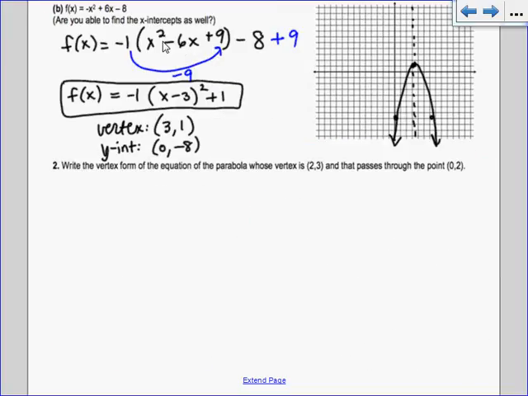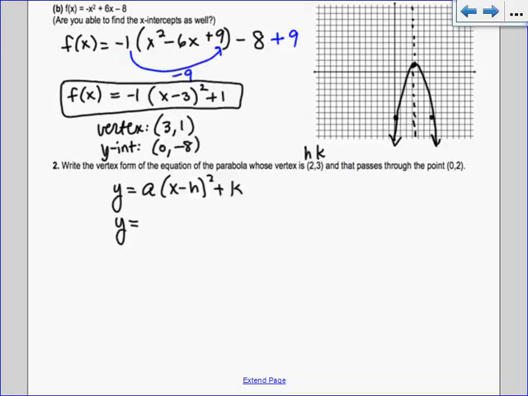All right, so number 2, it says write the vertex form of the equation of the parabola whose vertex is at 2, 3 and passes through the point 0, 2. So let's start out with our vertex form, y equals a times x minus h squared plus k. And we know that the vertex is at 2, 3.